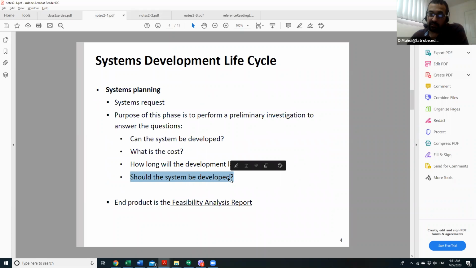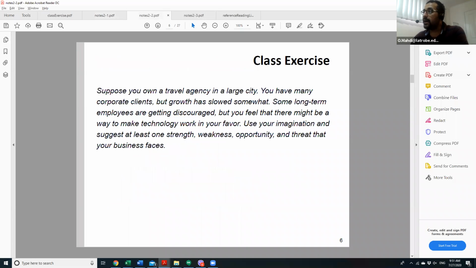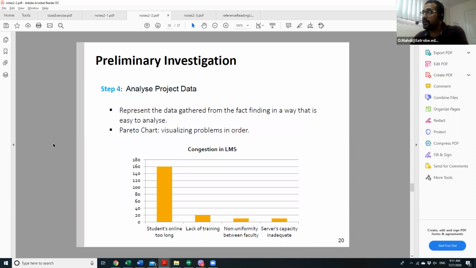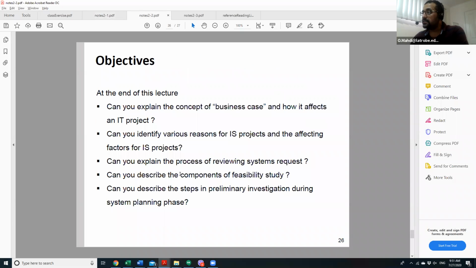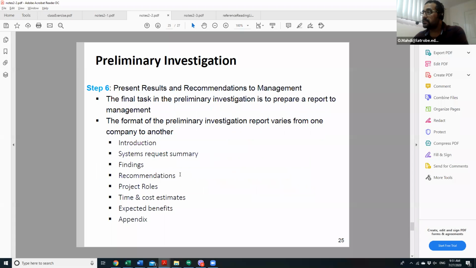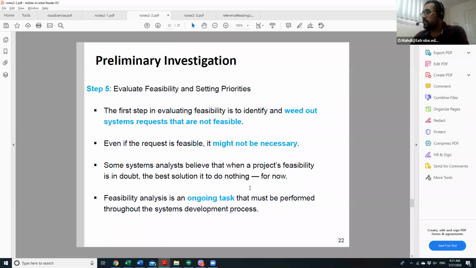Should the system be developed? Do we really need it? Is it so important to have it? Because sometimes, even if you come up with a new idea, actually we have other solutions available. So there is no need to spend money and time on something that already exists, even if you have a kind of new idea. So this is what we mean here by saying, where is it?